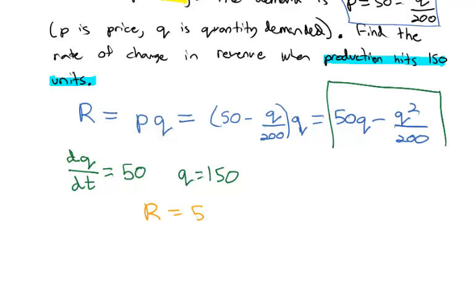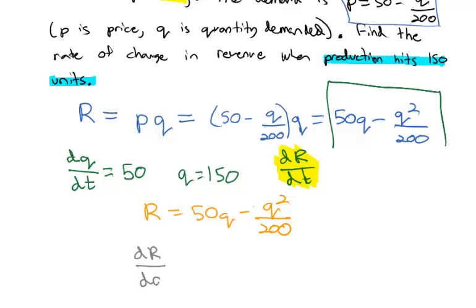So we've got this equation, R equals 50Q minus Q squared over 200, and we are looking for the change in R over time, dr/dt. How is the revenue changing? Well, if we take the derivative, dr/dt equals the derivative of 50Q, which is 50 dq/dt, minus 2Q over 200, the derivative of Q squared over 200, and then times the derivative of Q, which is dq/dt.